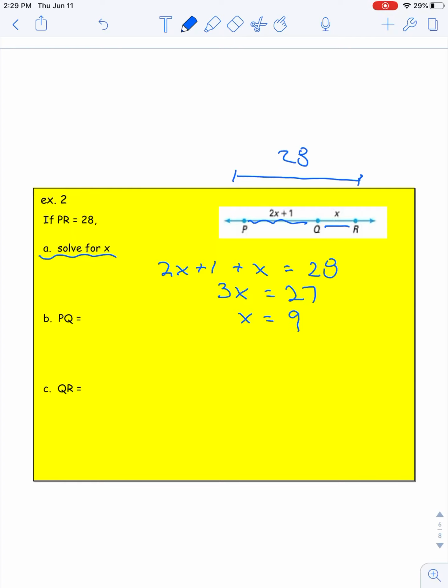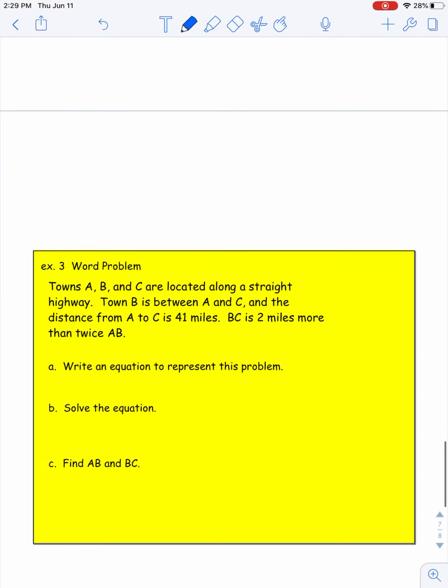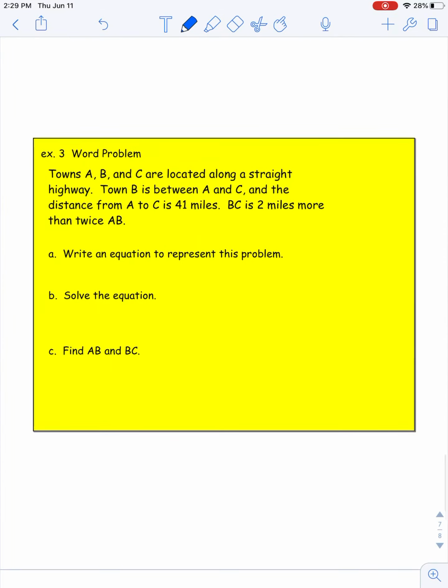So now to find PQ, I'm going to take 2 times my x value of 9 and add 1, which gives me 19 units is the length of PQ. And then QR is just the value of x, or 9 units. Or I could take 28 and subtract the 19 units that I had for PQ to get that QR as well.